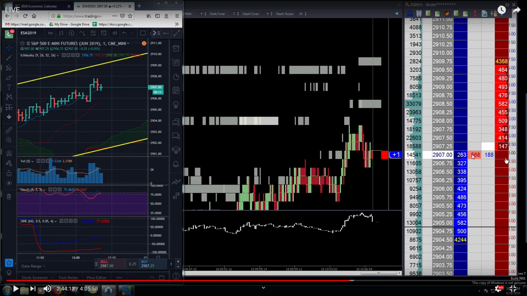Bang, I got filled. What's good, though, is when I got filled, if you notice, this bid shot up. Okay? It went up quite a bit. Now it's 263 versus 147. So not only am I in the trade here, I also have the bid on my side. It has pumped up, which is good.